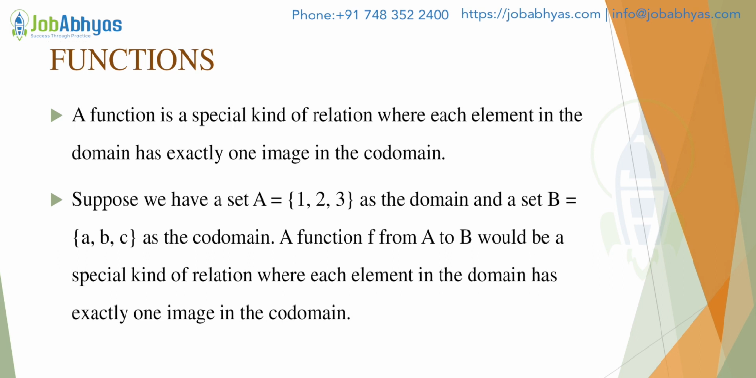Functions. A function is a special kind of relation where each element in the domain has exactly one image in the codomain. Suppose we have a set {1, 2, 3} as the domain and a set B = {a, b, c} as the codomain. A function f from A to B would be a special kind of relation where each element in the domain has exactly one image in the codomain.